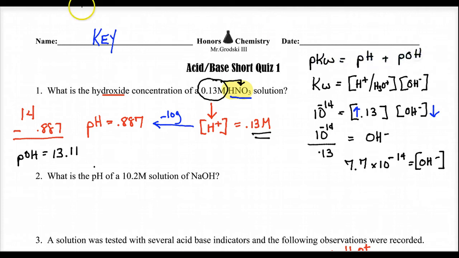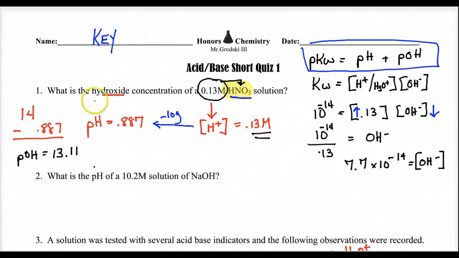Now why is it plus? Why am I adding these? Because when I multiply exponents, I add them together. And these pHs are exponents, base 10. All right, so now that's not the answer though. They want the hydroxide concentration. So what I can do is 10 to the negative 13.11, and that would give me my hydroxide.